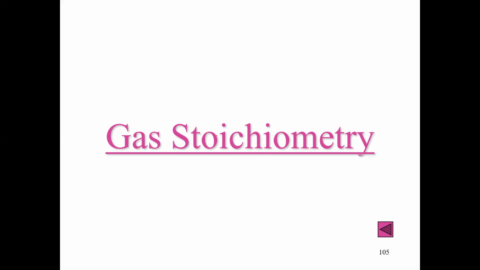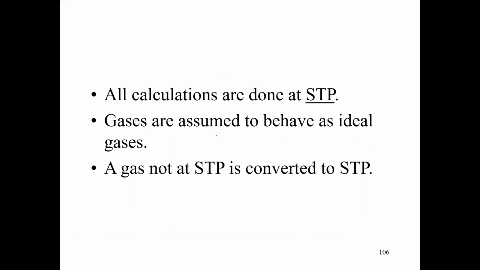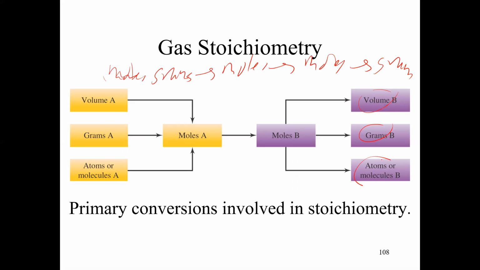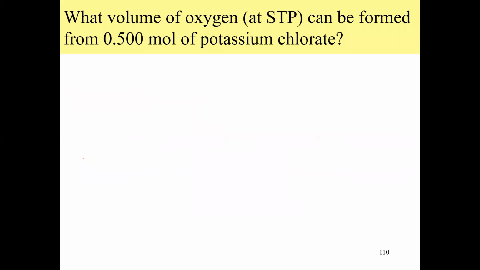Now, gas stoichiometry: essentially all calculations are done at STP. The gases are assumed to behave as ideal gases. A gas not at STP is converted. And then again, it's going from grams to moles to moles to grams or some other quantity. It could be volume, it could be grams, it could be atoms or molecules. There's usually volume or grams associated with this. Those are the primary conversions. And again, you could do mole-volume calculations or mass-volume calculations.